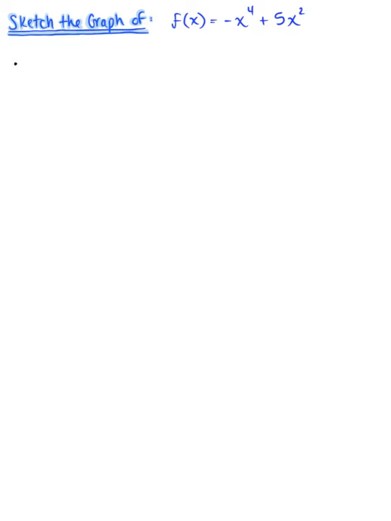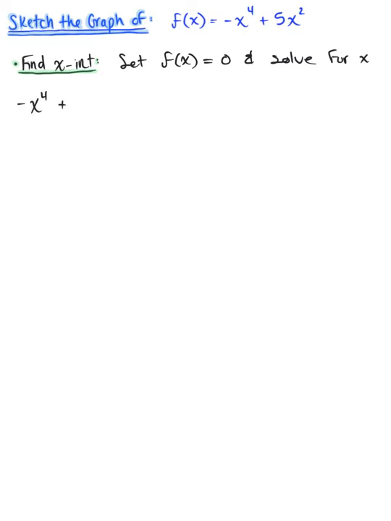So in order to do that, the first thing we want to do is find the x-intercepts, or those real zeros. So again, to find the x-intercepts, we are going to set f of x equal to 0 and solve for x. So here we go. We have minus x to the 4th plus 5x squared is equal to 0. And we want to factor.